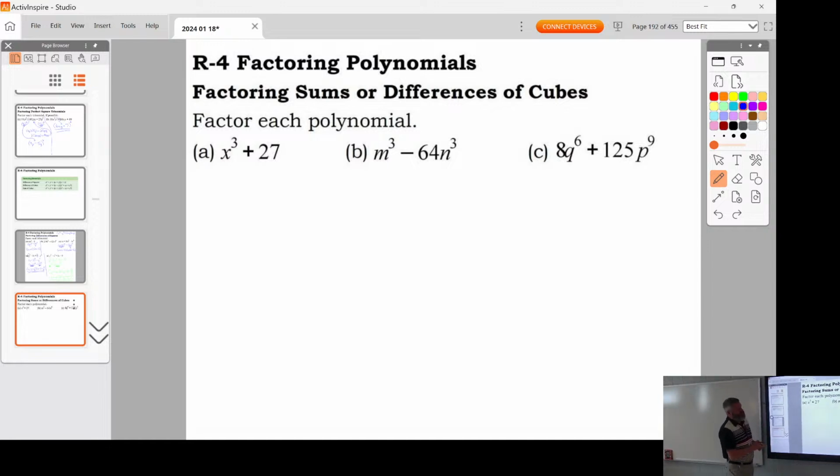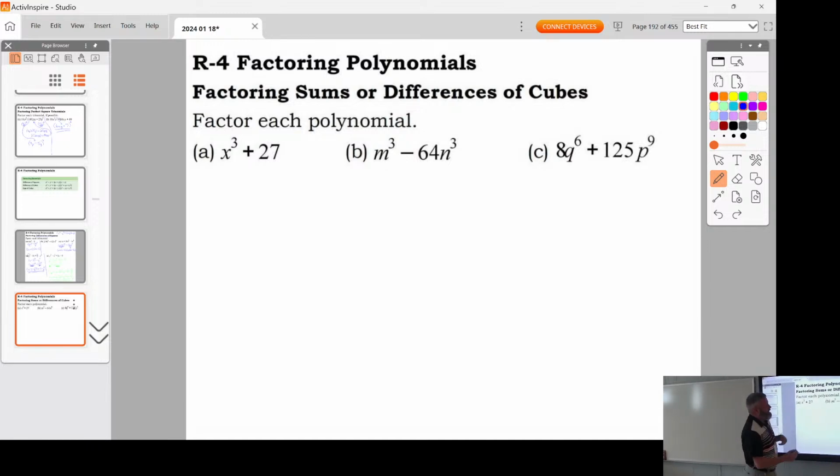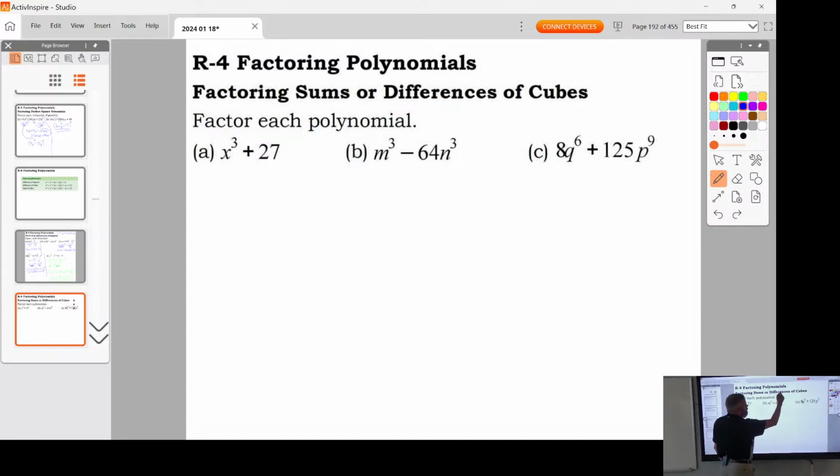Since all of these are sums or differences of cubes, before I get started on any of these, I'm going to go ahead and write the formulas for those. Is it okay if I use A's and B's instead of X's and Y's for my rules? There's no A's and B's here, so I'm going to use A's and B's. I'm going to write both of the rules in one shot.